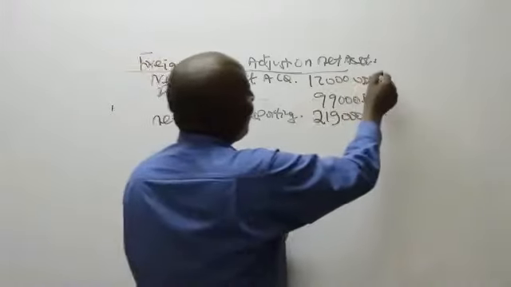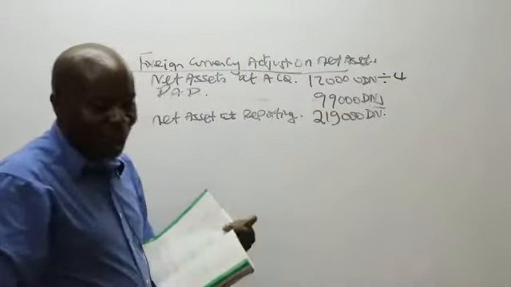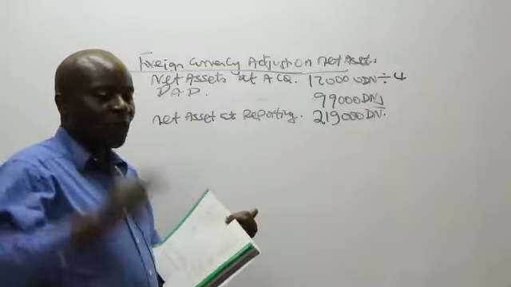Na mlikuwa umeshaniambia mwalimu ili ya kudivide. So hapa to divide na 4. Sijui kama mmeona hiyo. So net assets, use the starting rate.